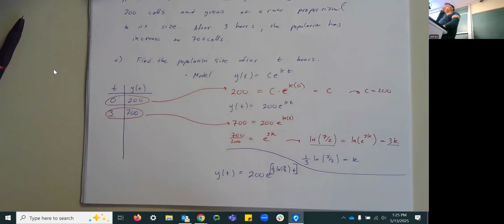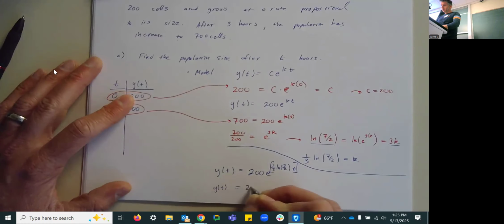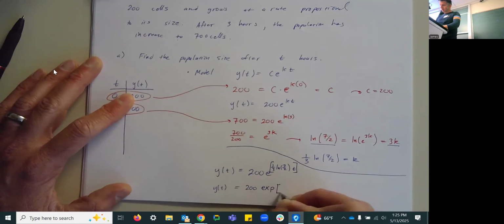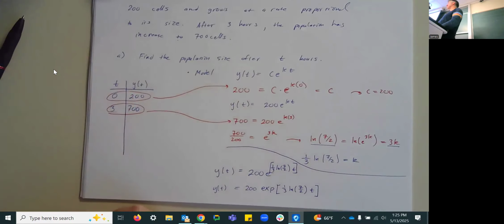Some people, and I think we saw this earlier in the quarter, would prefer to write this as 200 exp of 1/3 natural log of 7 halves times t. When you see exp, that just means e to the power of whatever's in the brackets.